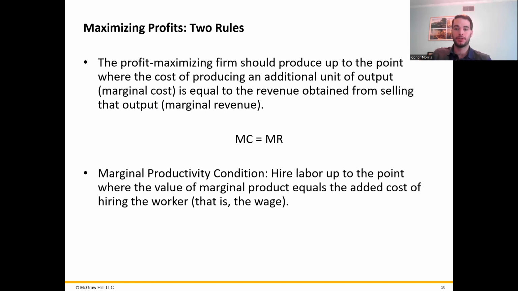So if they are leaving money on the table, if they're not producing where the marginal revenue equals the marginal cost, they won't do that very long. They'll increase their production until marginal revenue equals the marginal cost, where they maximize their profit. But they also don't want to produce more than that, where the marginal revenue is less than the marginal cost. At this point, they're just losing money on each unit.